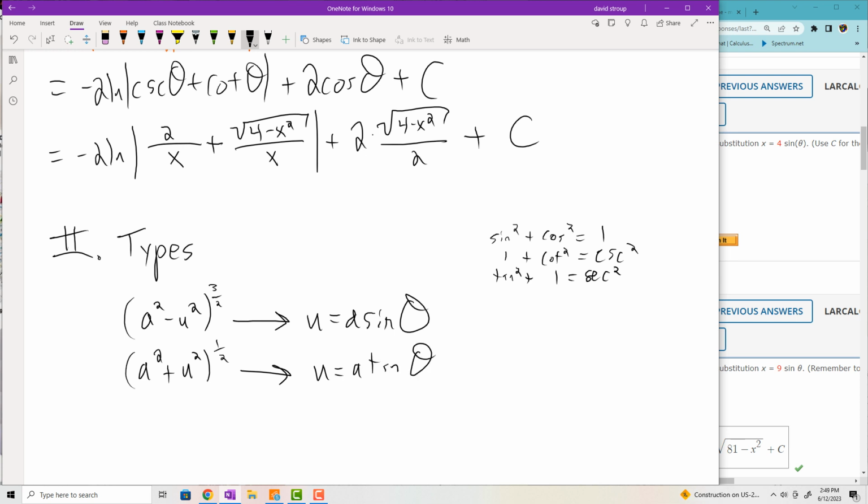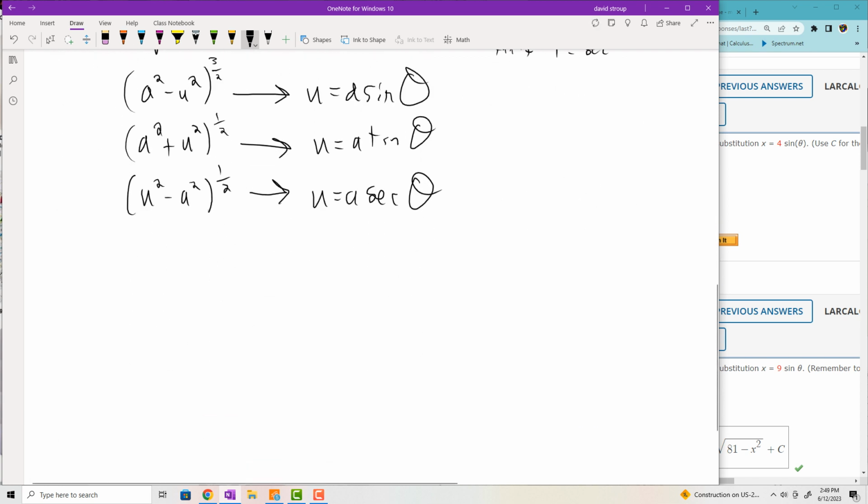And then if you see the variable portion first, like u squared minus a squared, guess what? You're going to do a secant sub. Okay, so u equals. There are different subs you could do, and if we had a year to do all of our work, we could explore that. But for now, just focus on these three, and that will make life a lot easier for everybody involved.